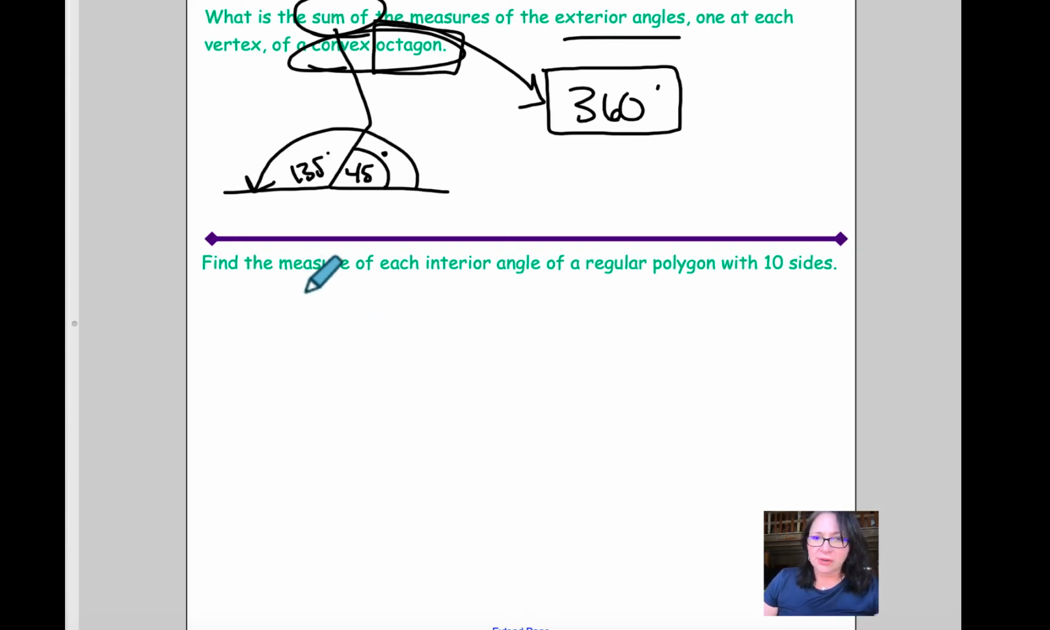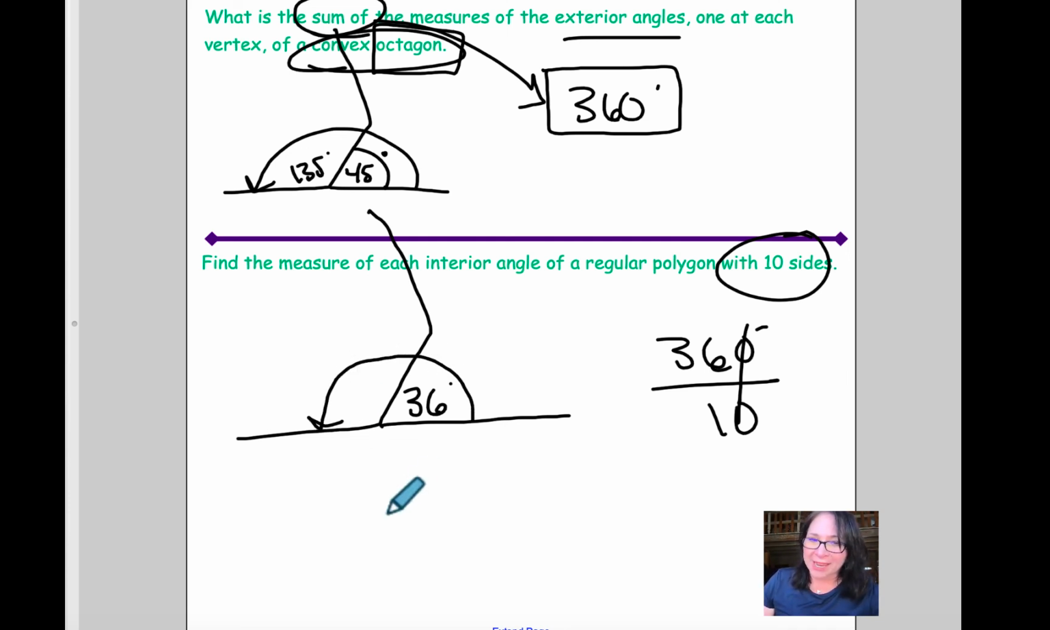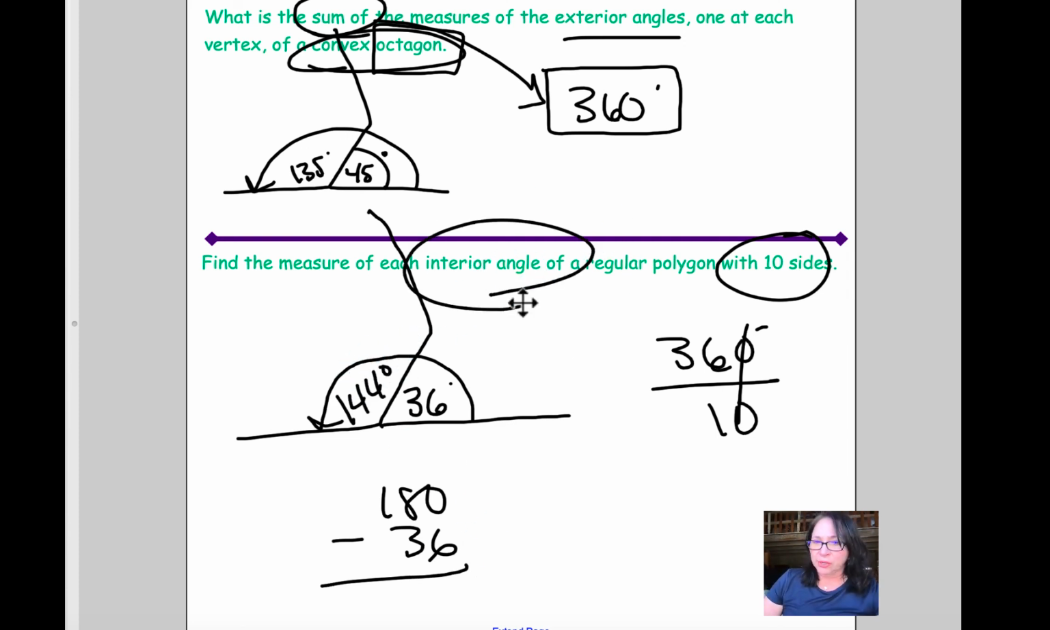And this question here says, find the measure of each interior angle of a regular polygon that has 10 sides. So again, there's my facade of my polygon, 10 sides. I'm going to take 360 degrees and divide that by 10, and I'm going to get 36. And so that means that one exterior angle is 36 degrees. So if one exterior angle is 36 degrees, I would subtract that from 180. 180 minus 36 is going to give me 144 degrees as one interior angle.